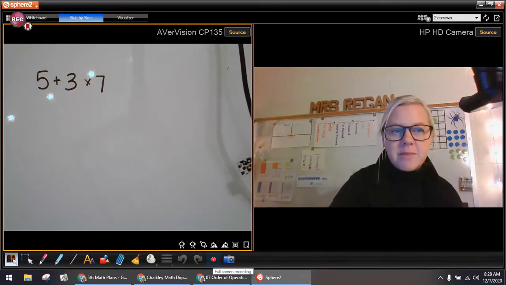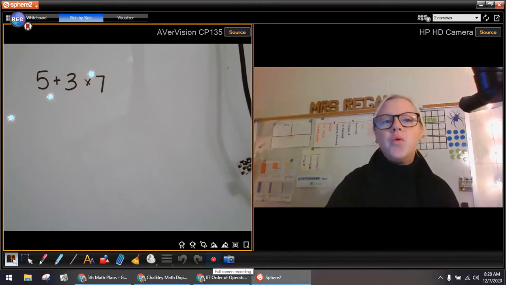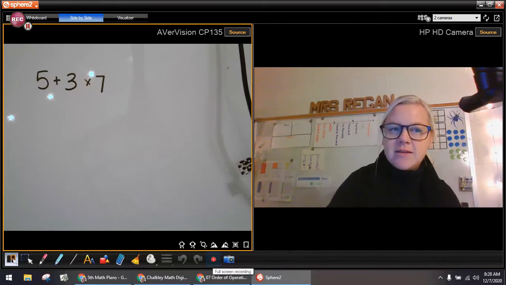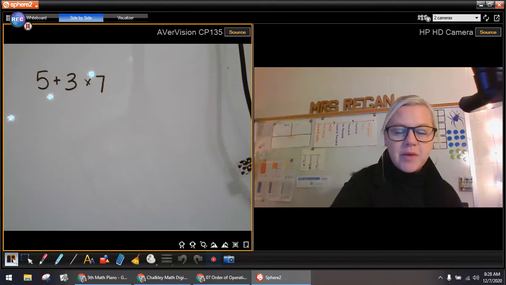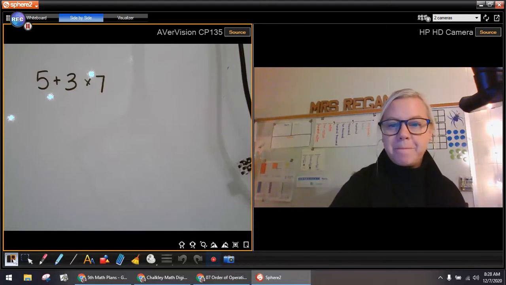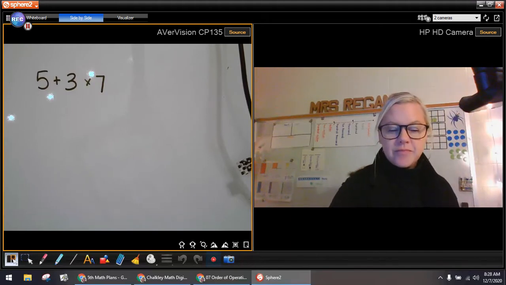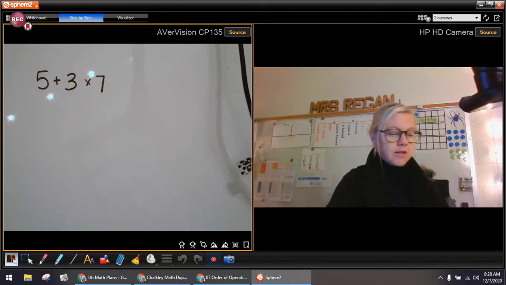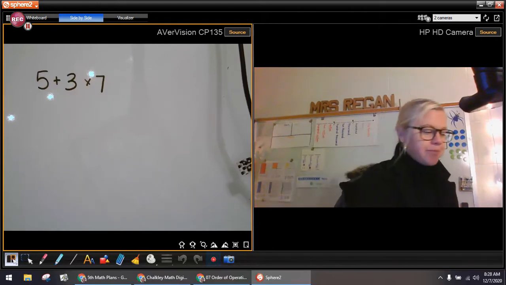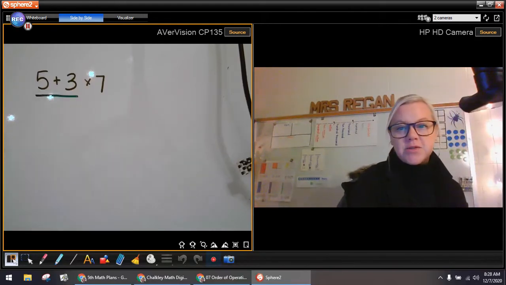Let's say I gave you this math problem, 5 plus 3 times 7. How would you solve it? Take a second to work the problem through and see what answer you can come up with. Maybe you just started reading it from right to left or left to right, the same way that you read a book, and you did this 5 plus 3 first.